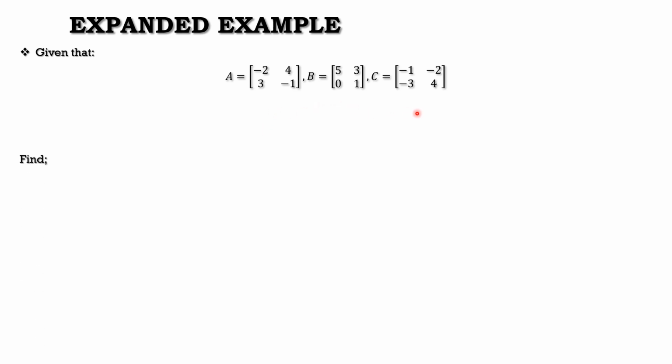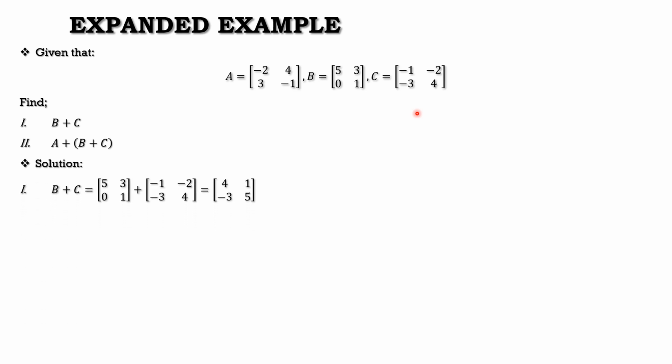Now, let's move to another expanded example. We have been given that A is this, B is this, and C is this matrix. So we should find B plus C, and A plus bracket B plus C. So this will be our solution. B plus C will be in the form of the first matrix B plus the second matrix C. Then when you are done adding them, 5 plus -1 will be 4, 3 plus -2 will be 1, 0 plus -3 will be -3, then 1 plus 4 will be 5.